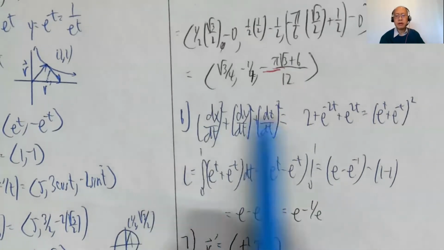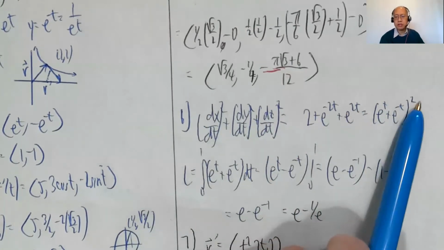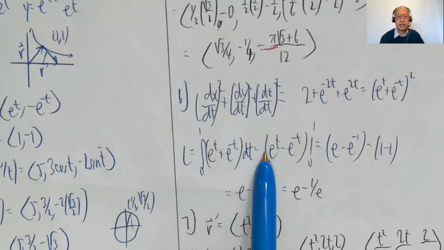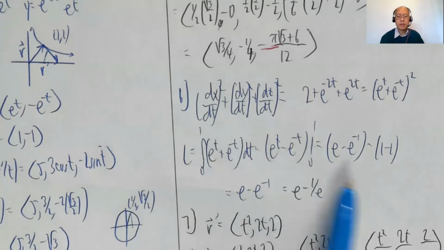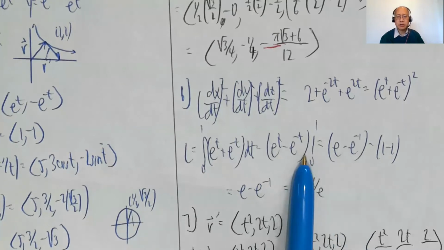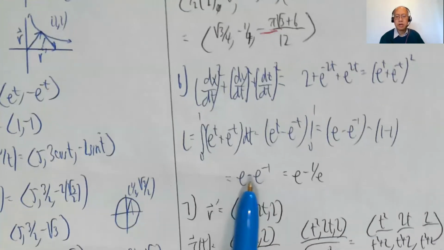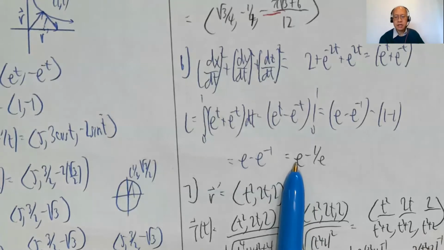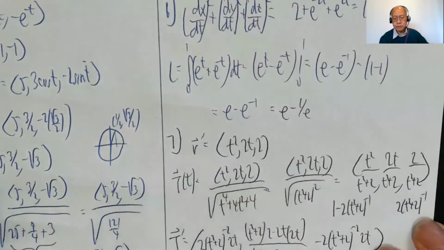So by the formula, I integrate the square root of that. Well, if I take the square root of a square, I just have to worry about e to the t plus e to the negative t, whose integral is e to the t minus e to the negative t. Plug in 1, you get e minus e to the negative 1, minus plug in 0, you get 1 minus 1, which is 0. So e minus e to the negative 1, which I'll accept like that. Or you can put it as e minus 1 over e.